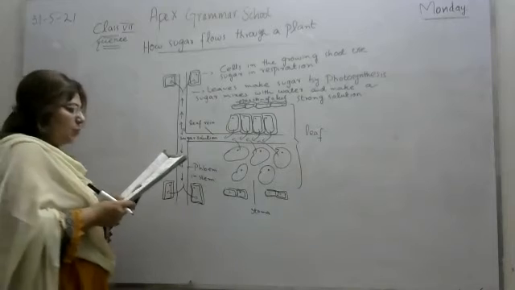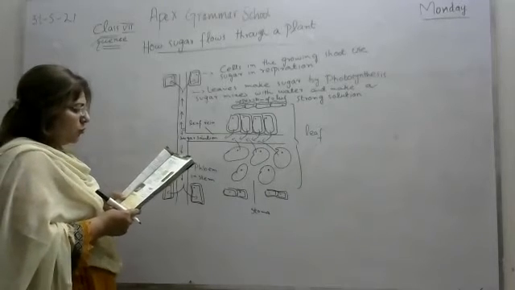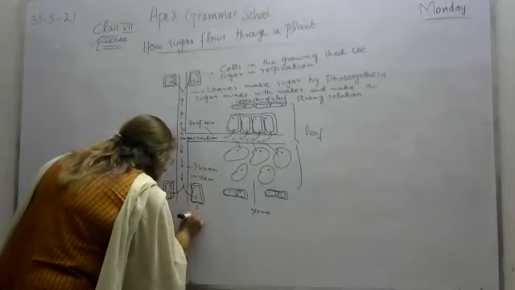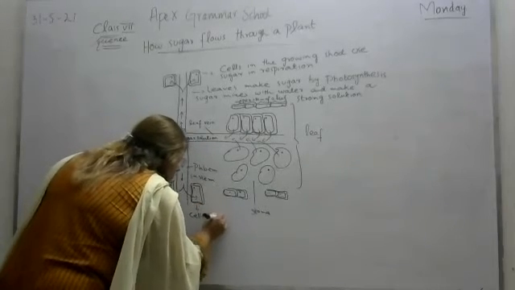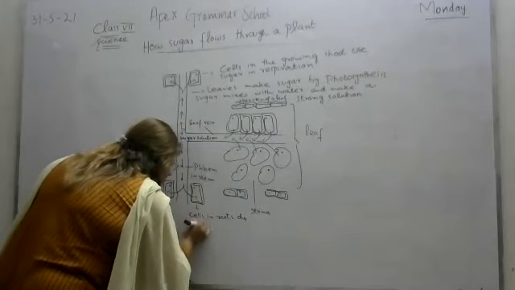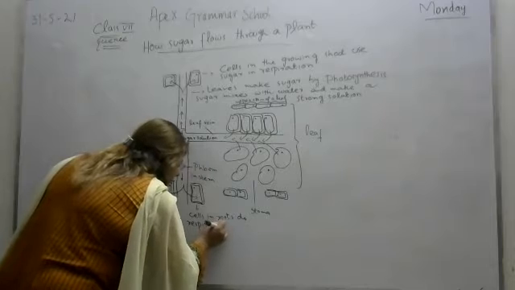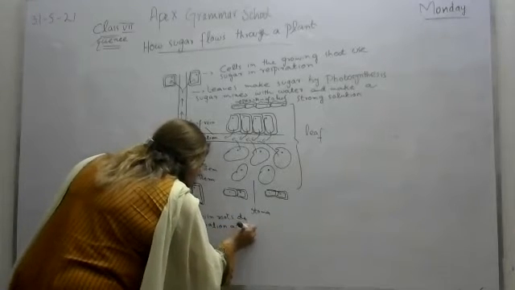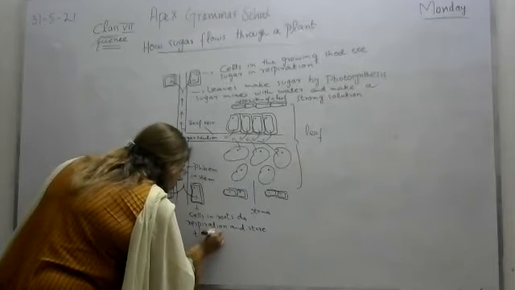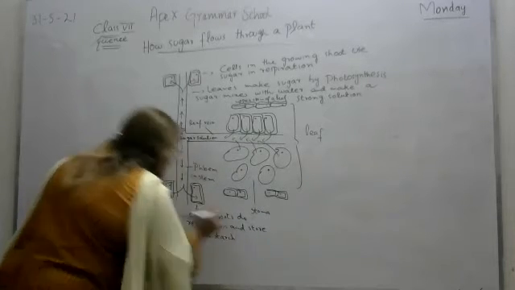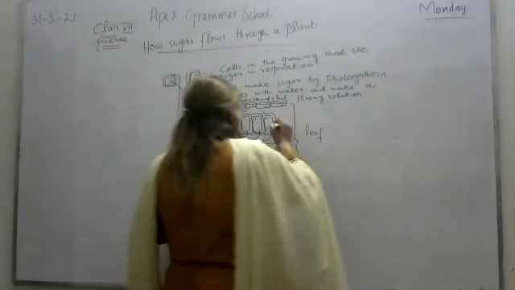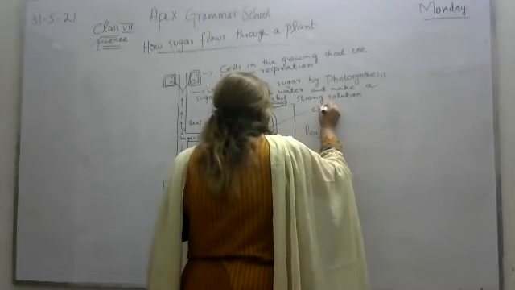Cells in food use sugar in respiration and store it as starch. So the cells do respiration and store it as starch. This is the whole structure of a leaf, and this is a chloroplast.